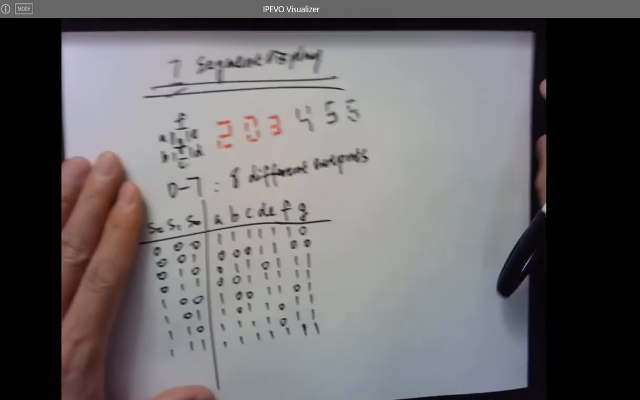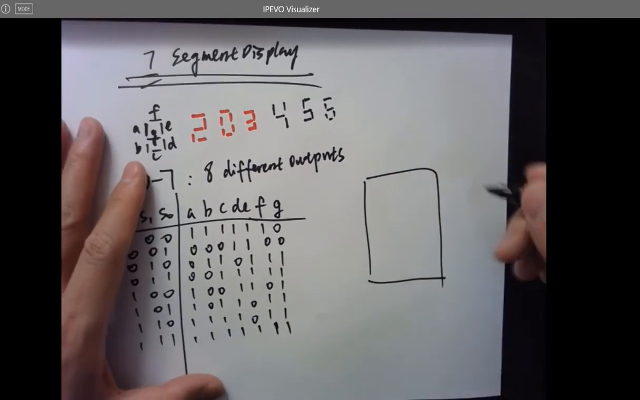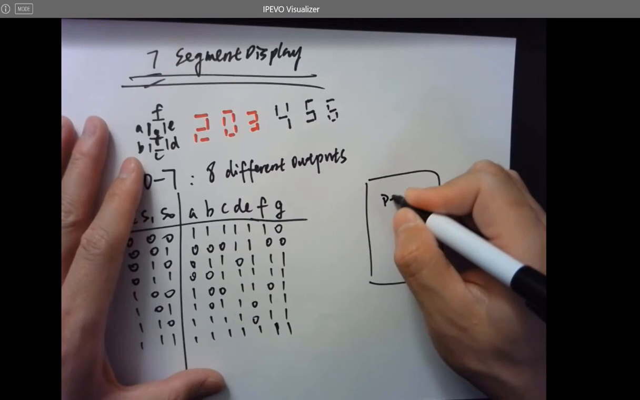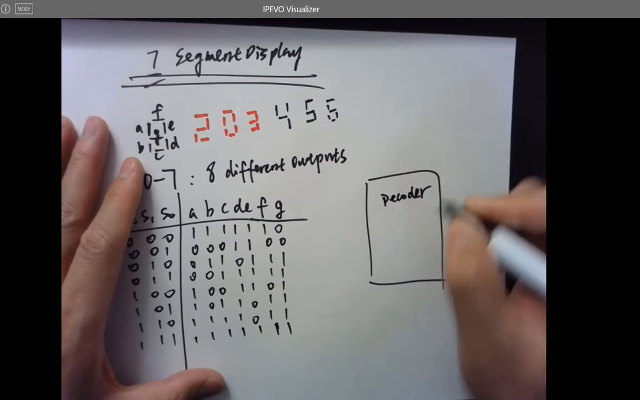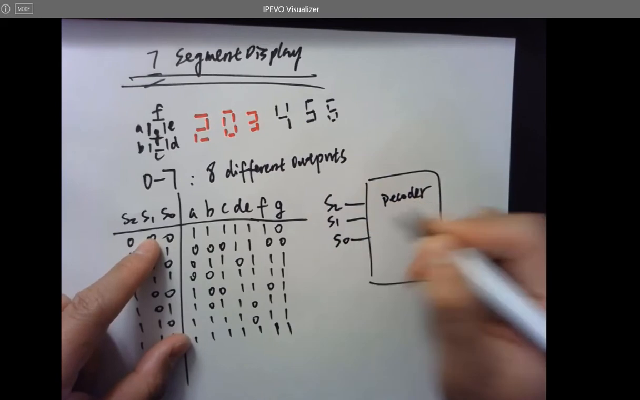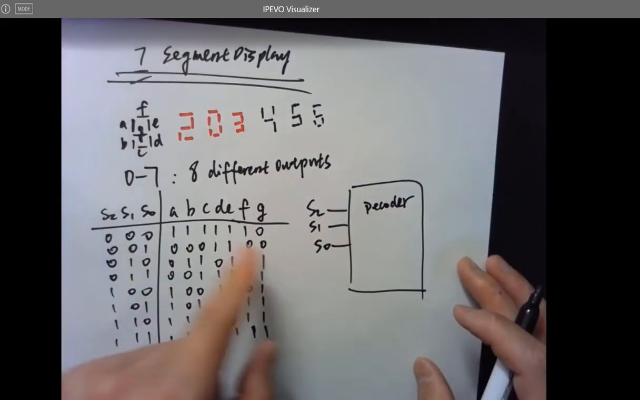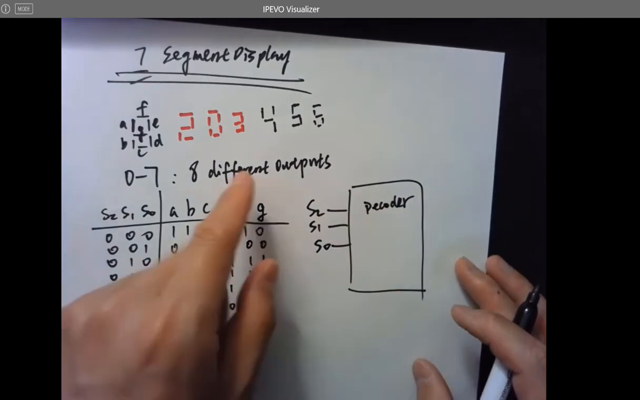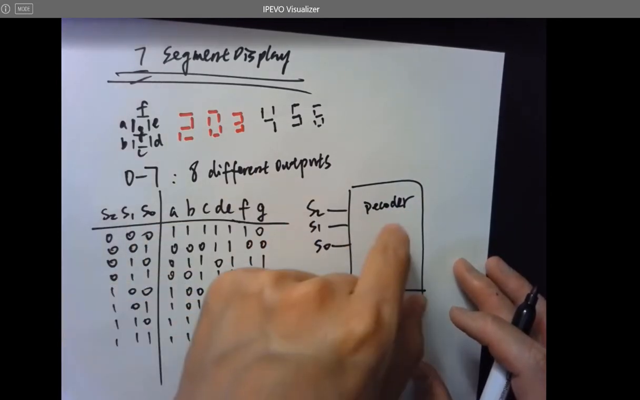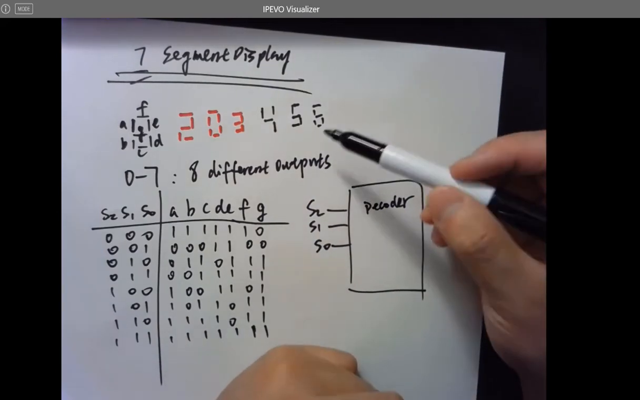The decoder will be an IC chip or device. This is a decoder, and you have 3 inputs, A2, A1, A0. I'm just using 3 inputs to control 7 outputs instead of using 7 wires. This decoder reduces the number of inputs being used for the same purpose.